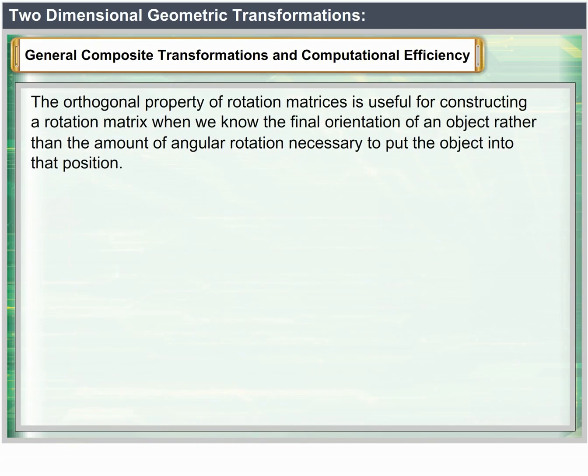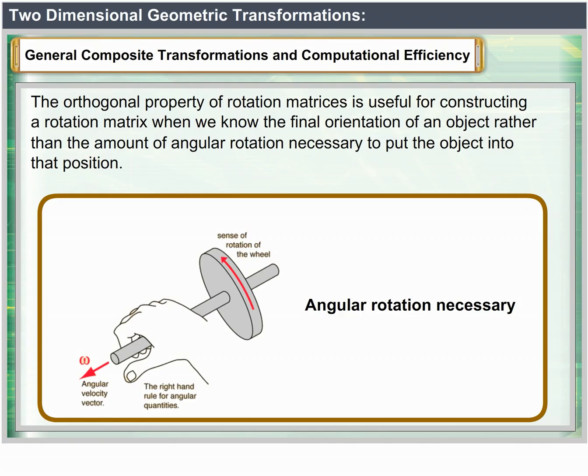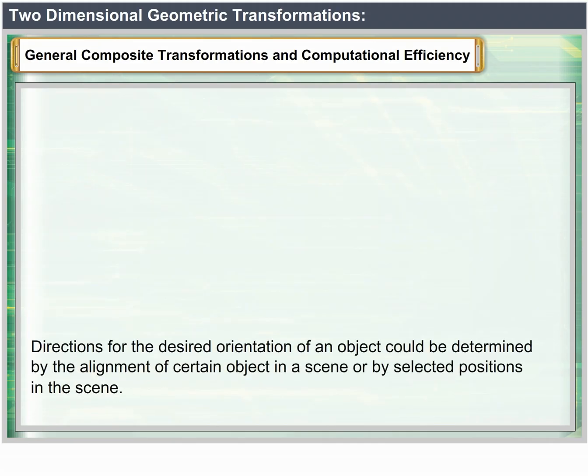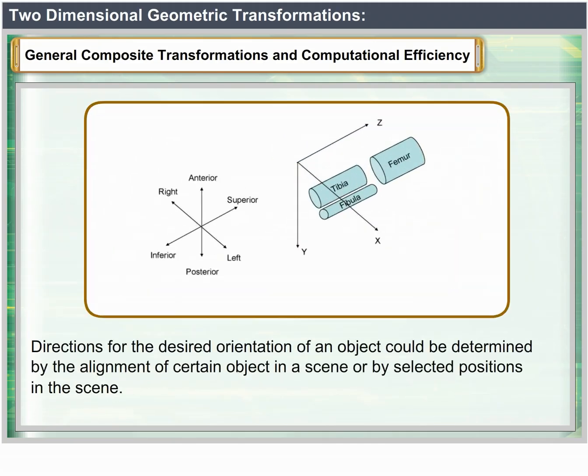Unit vector (sin theta, cos theta) is converted by the transformation matrix to the unit vector (0, 1) in the y direction. The orthogonal property of rotation matrices is useful for constructing a rotation matrix when we know the final orientation of an object rather than the amount of angular rotation necessary to put the object into that position. Directions for the desired orientation of an object could be determined by the alignment of a certain object in a scene or by selected positions in the scene.